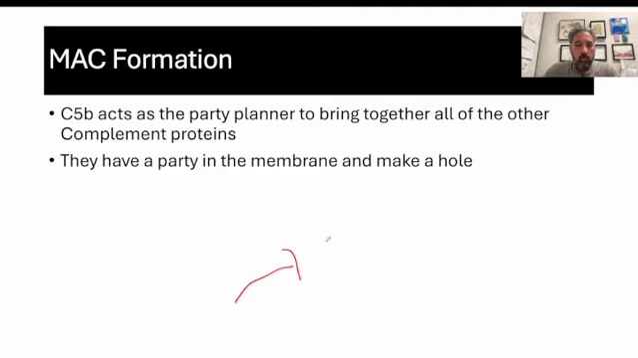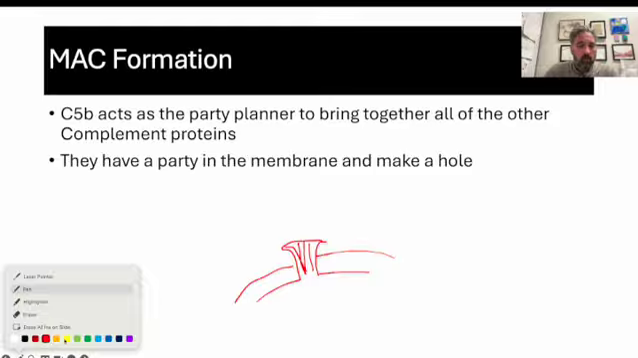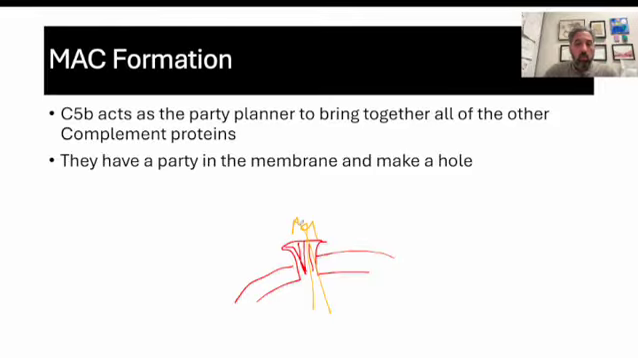And that hole in the membrane is largely going to be comprised of a number of these other different types of C9 proteins that are going to go around. C6, 7, and 8 are going to help stabilize it in the membrane. And then we have this movement of everything from the inside of the cell, out of the cell, through our hole in the membrane. We have our MAC formation.